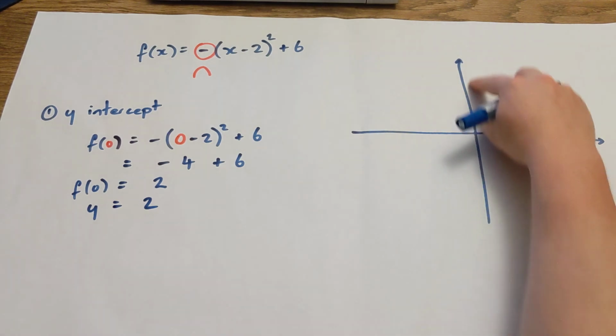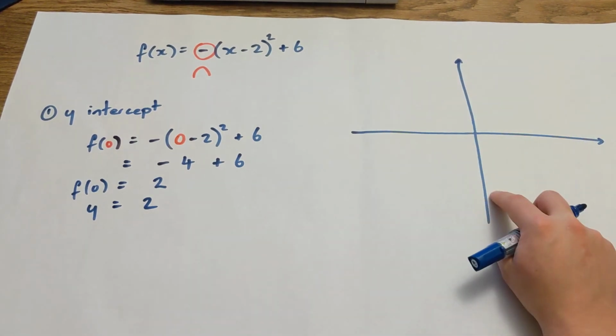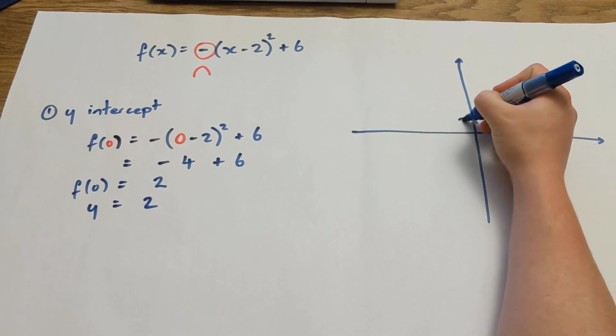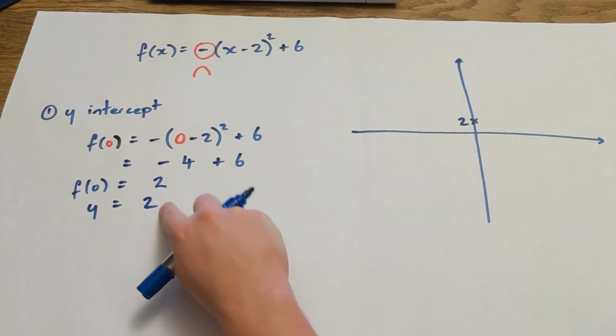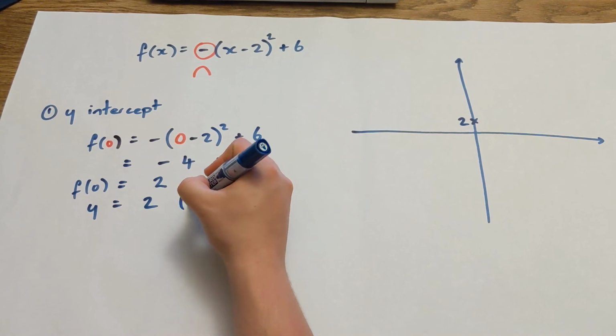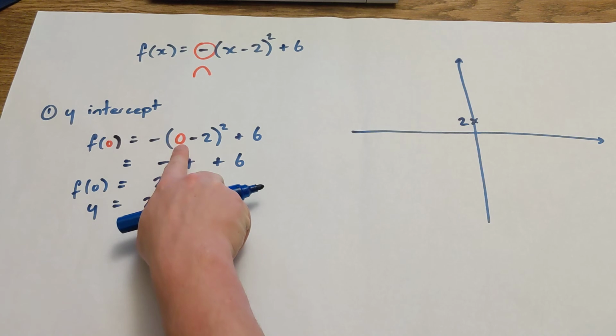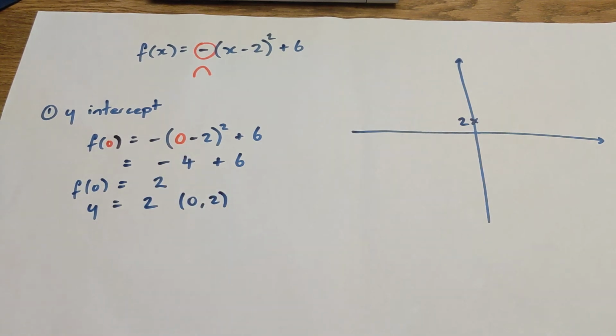Which is saying on our y-axis, it's going to cross it at 2, and I'm going to put 2 there, okay? If you wanted to write this out as a coordinate, you could. It would just be (0, 2), because the x is 0, because that's what we popped in, and 2 is what we worked out.